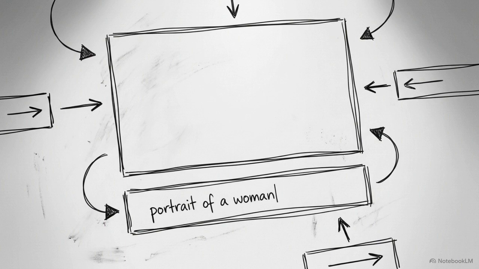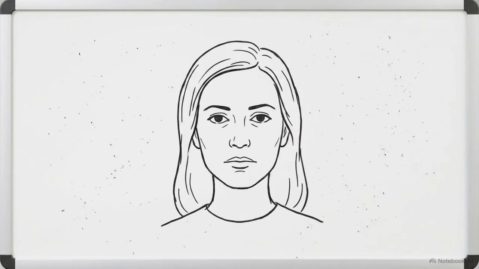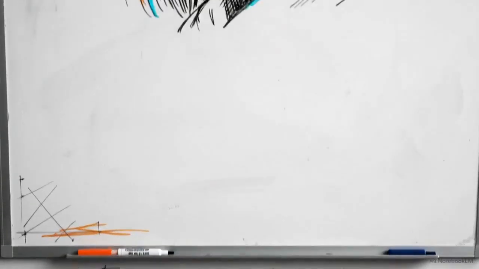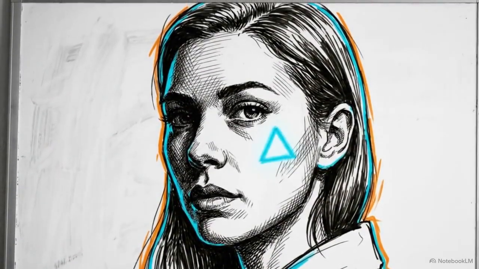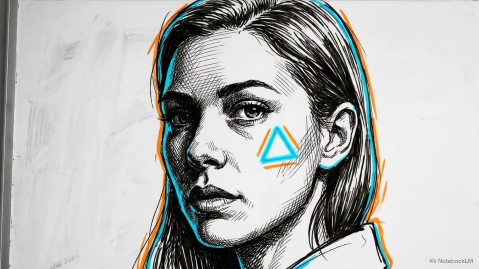Type a basic character prompt into any AI image generator, and you will likely get something like this. The subject is there, but the exposure is flat, lifeless, and washed out. The AI is simply guessing. Now look at this rendering of the exact same subject. We have deep, deliberate shadows and crisp highlights sculpting the face.